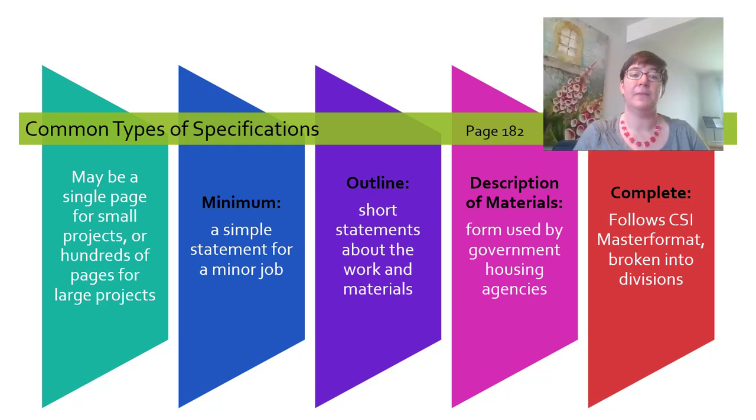The minimum specification is just a simple statement for a minor job, such as a minor remodel. An outline specification works for most small projects. These are short statements about the work and the materials. The description of materials is a specific form used by some government housing agencies, and so it's got its own format. And then the format used for most larger jobs is complete. Complete specifications will in general follow CSI master format order and is broken down into divisions.